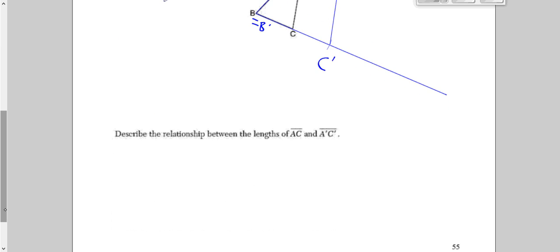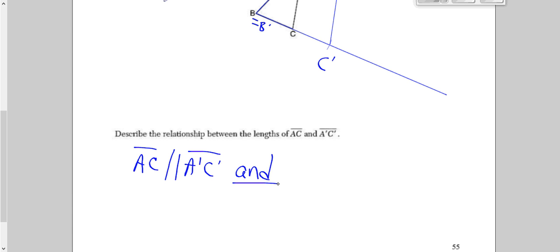Now let's answer this question down here. We need to think about what happens with dilations. They're parallel. What's parallel to what? AC is parallel to segment A prime C prime. Well, and what else? That they are congruent? We doubled the size. I doubt they're congruent. Unless we're in McCarty land.